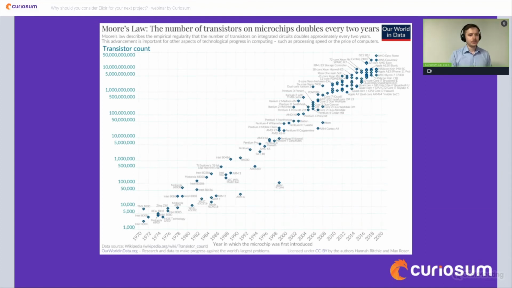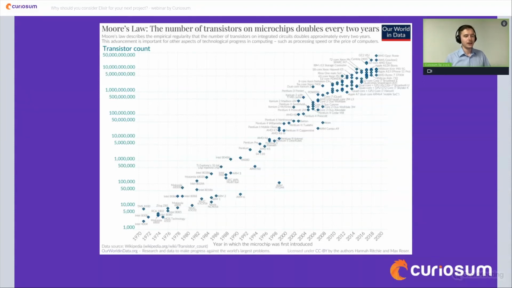There is a law called Moore's law, which basically says that every 2 years, the number of transistors will double. You can see that so far, it actually worked.